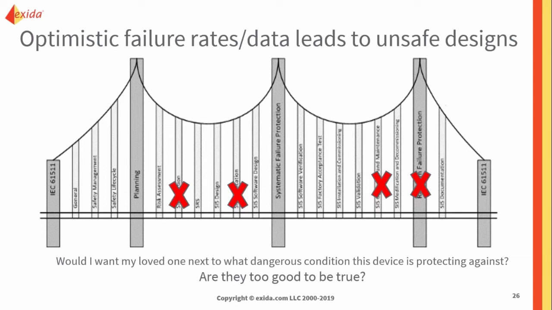I always like to go back and say, when you're designing with possibly optimistic or unrealistic designs or data, do you want somebody you love right next to that dangerous condition that this device is protecting against? Are these numbers too good to be true?